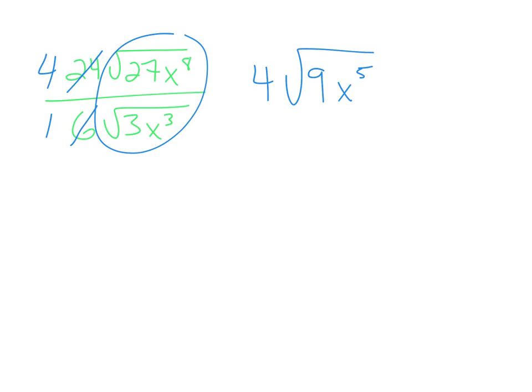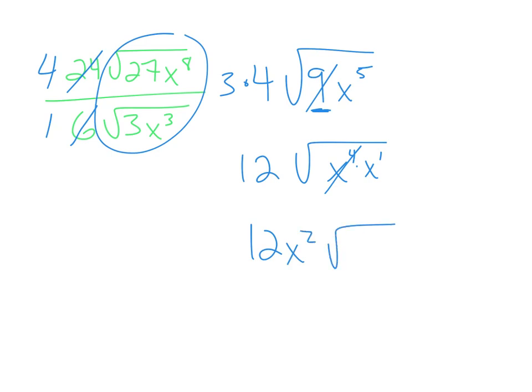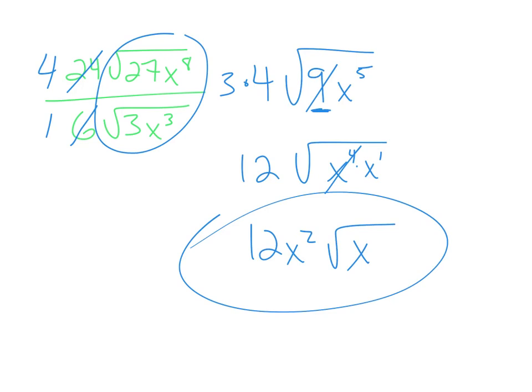And can I simplify anything? Yes, because 9 is a perfect square, so that's a 3. So I'm going to get 12. Oh, and I still have this x to the 5th, which can be x to the 4th times x to the 1st. So I can take x squared root x. So 12x squared root x is my final answer. You could have done that step along with this. I just forgot. So if you got that, good job.